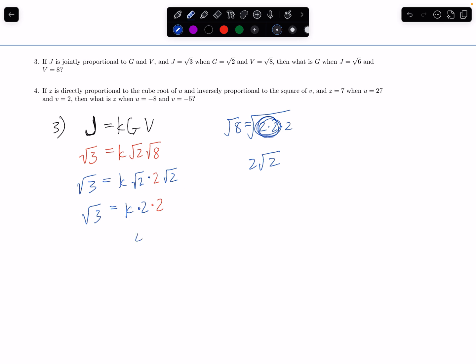2 times 2, of course, is just 4. And I like to have the number in front of the variable. That's the standard way of writing these things. So 4K equals the square root of 3. Now to solve for K, you divide by 4 on both sides, and you get the square root of 3 over 4. Okay, nice ugly number again. K is square root of 3 over 4.